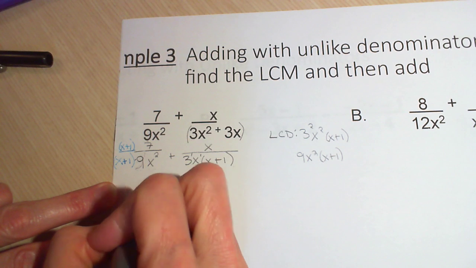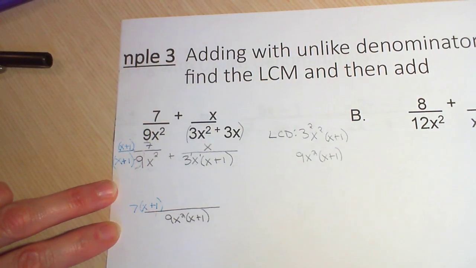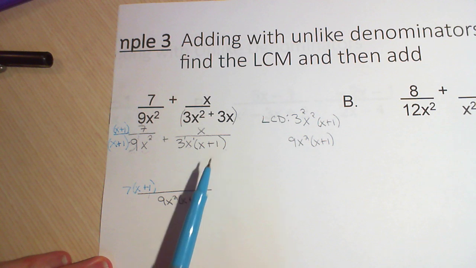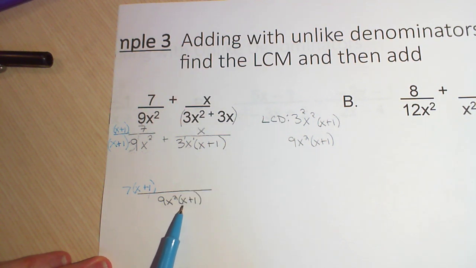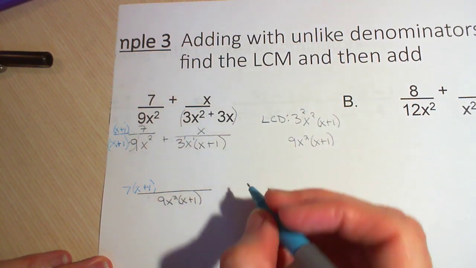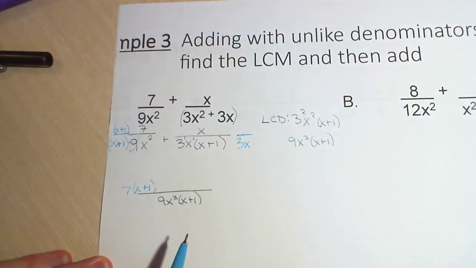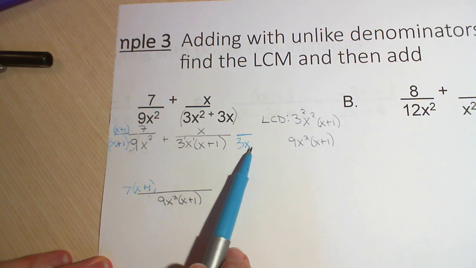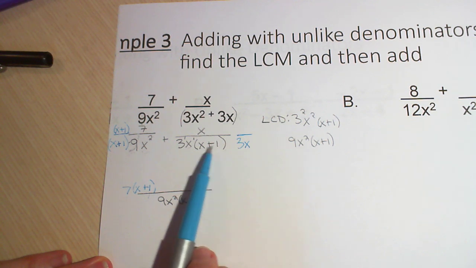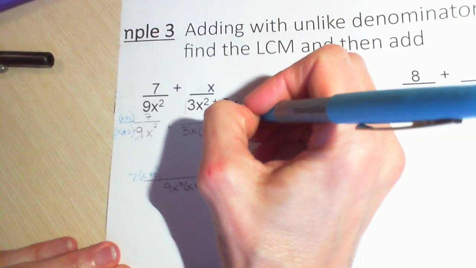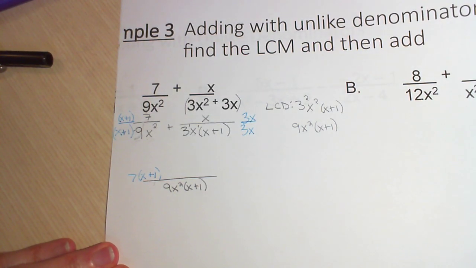So the new numerator over here would be 7 times x plus 1. Okay, now this one has 3x times the quantity x plus 1. I need it to be on the bottom, 9x squared times the quantity x plus 1. I already got an x plus 1. So I have to think, what do I need to multiply 3x by to get me 9x squared? Well, that would be 3x. 3 times 3 is 9. x times x is x squared. So now if I multiply all of this together, my new denominator, I'm going to have 9x squared times x plus 1. That's what I'm shooting for. That's what I want for my common denominator. But I have to multiply top and bottom by 3x.